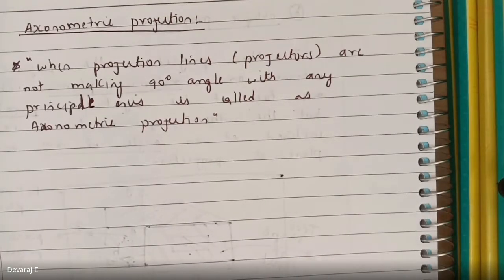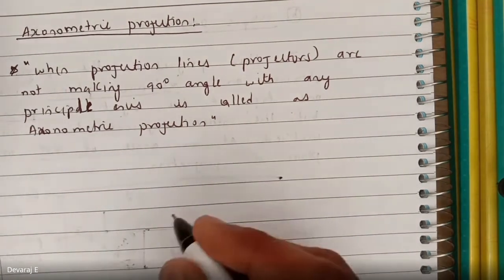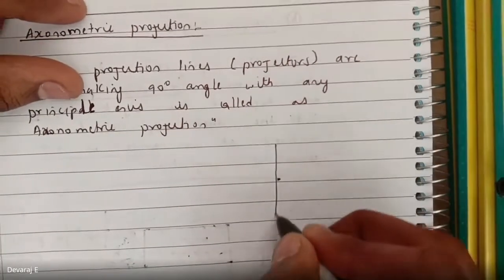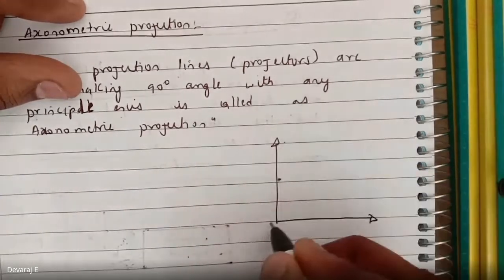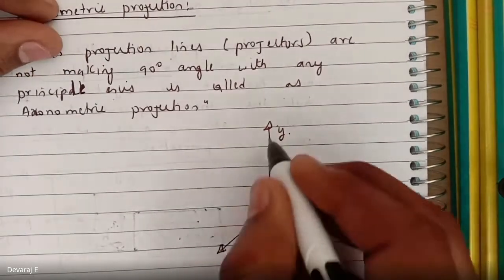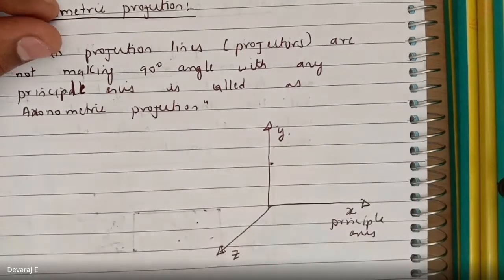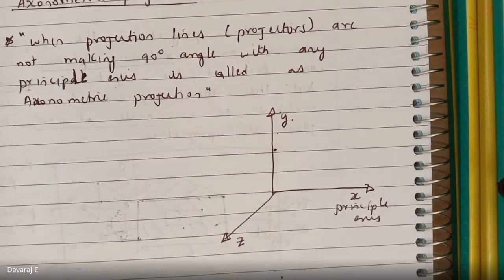So what is the meaning of this? We'll see. Can anyone describe it? See, the principal axis is nothing but your X, Y, Z. As I told you, you have three axes, and these are called the principal axes: X, Y, Z. What is the meaning of this, students? It is like a shadow, where the light source is at a different angle and the line of projection is at a different angle.